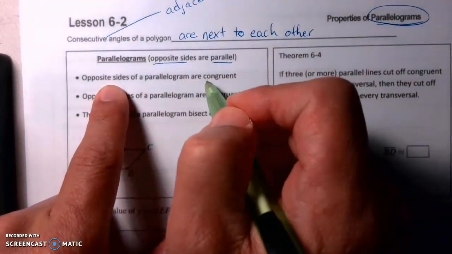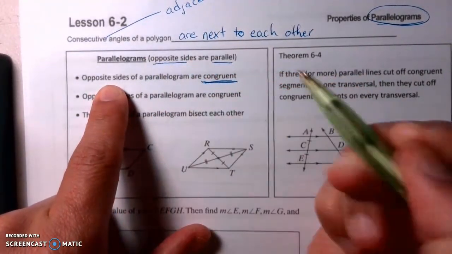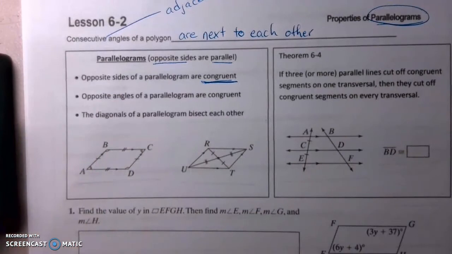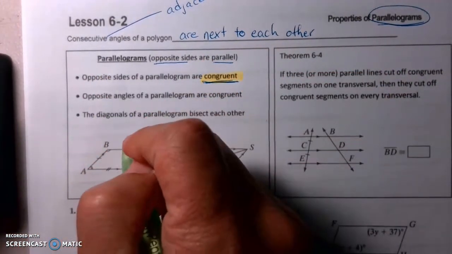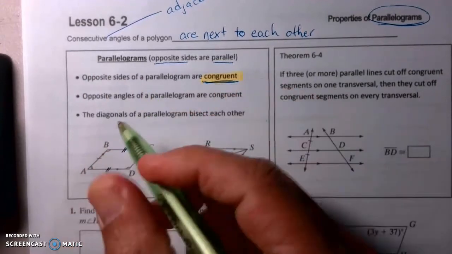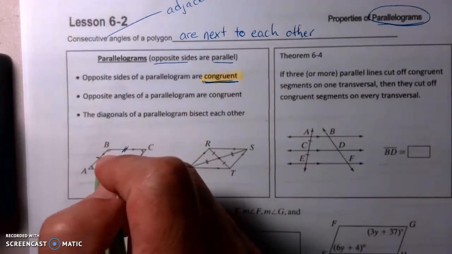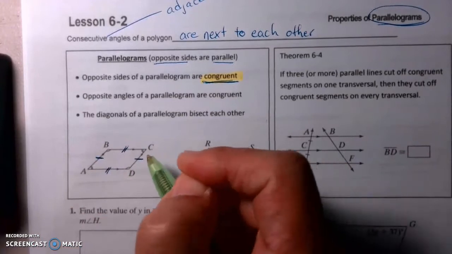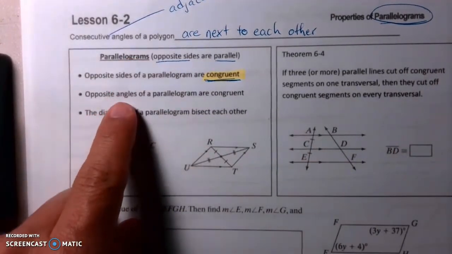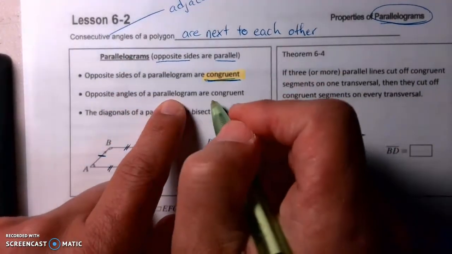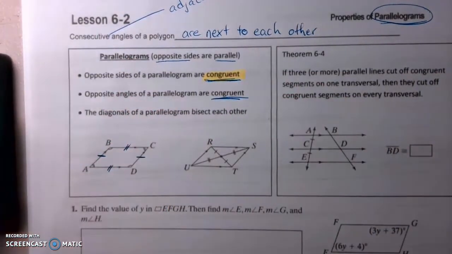Opposite sides of a parallelogram are congruent. So that's kind of new. So basically, if the top is 7 inches, so is the bottom. Those are opposite sides. If the left is 5 inches, then the right is 5 inches. Opposite sides are congruent. In a parallelogram, opposite angles are congruent.